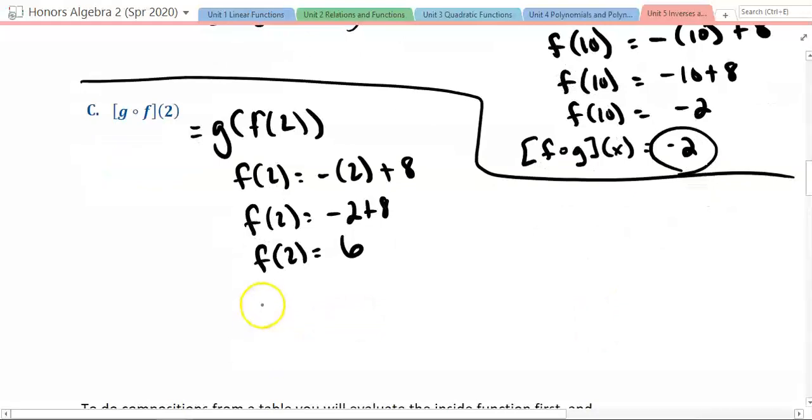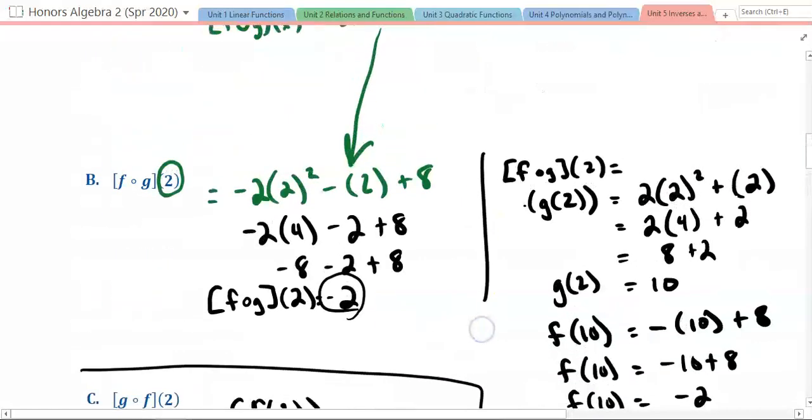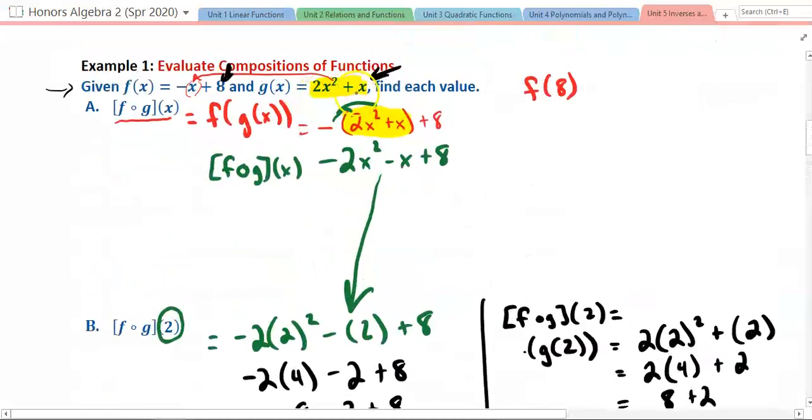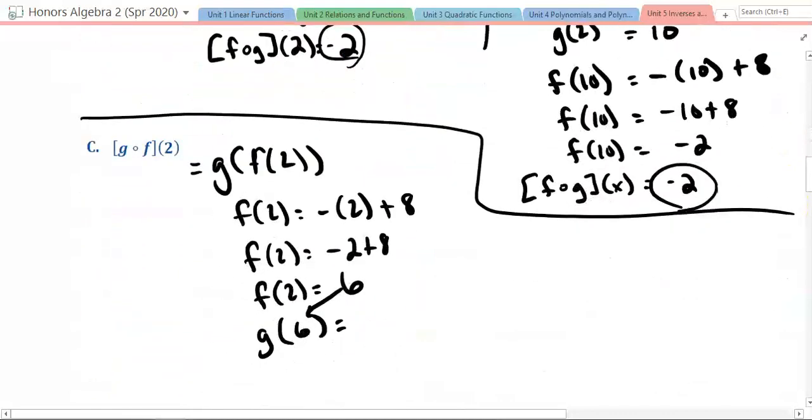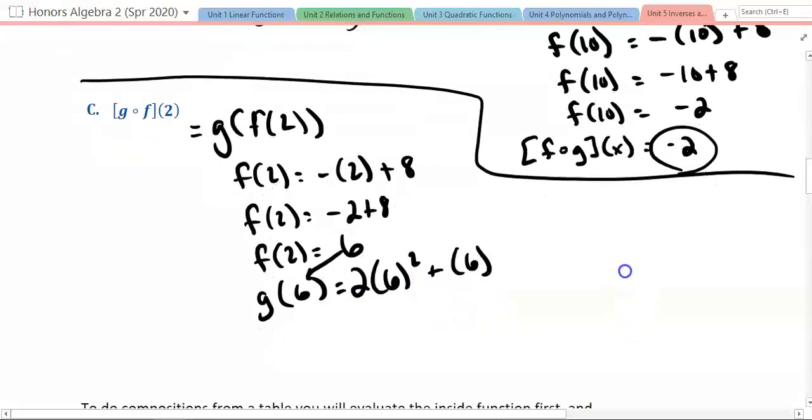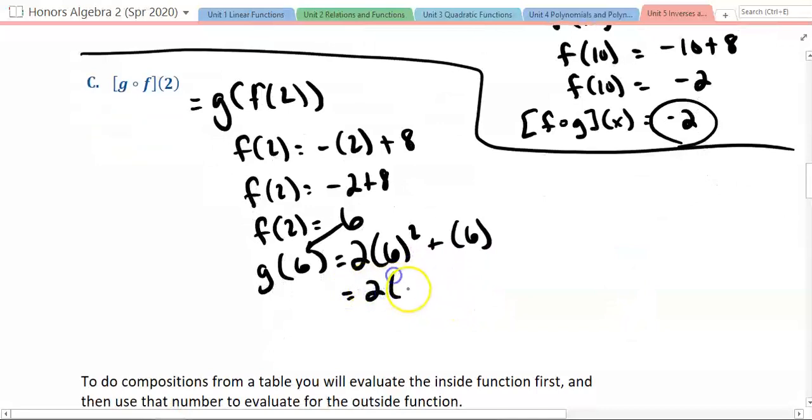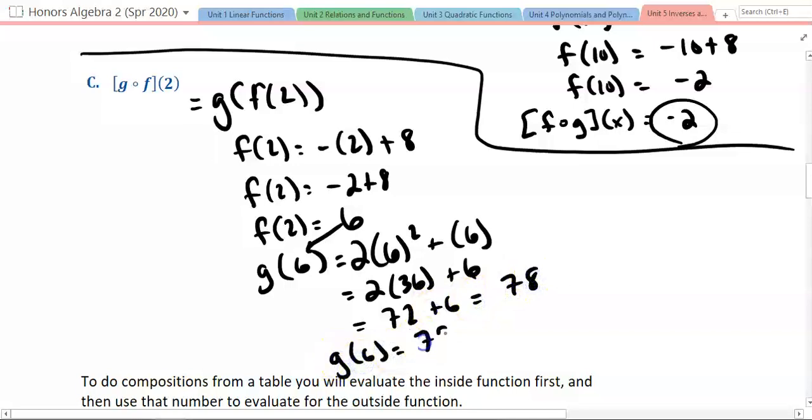So now I'm going to take my g function, and I'm taking this value and putting it here, and I'm going to be plugging into the g function that I was given, and that's 2x squared plus x. Simplifying this out, we get 2 times 36 plus 6. So 72 plus 6 is equal to 78. So g of 6 is equal to 78, meaning that g of f of 2 is equal to 78.